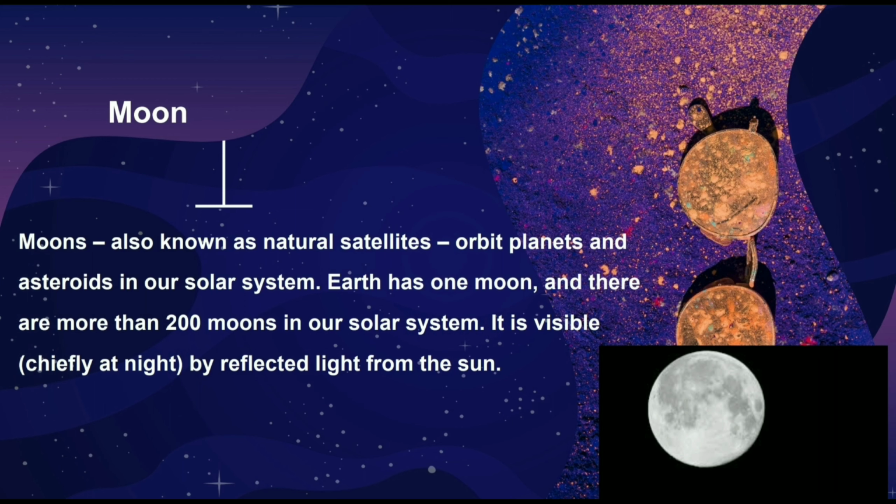Now a moon is visible chiefly at night because it's getting reflected light from the sun. So this reflected light from the sun, when there's sun in Europe and it's night here, we are seeing that reflected light, and that's how we see the moon at night. And it's vice versa when we are experiencing night and somewhere else is experiencing day. Alright, so that's our moon.